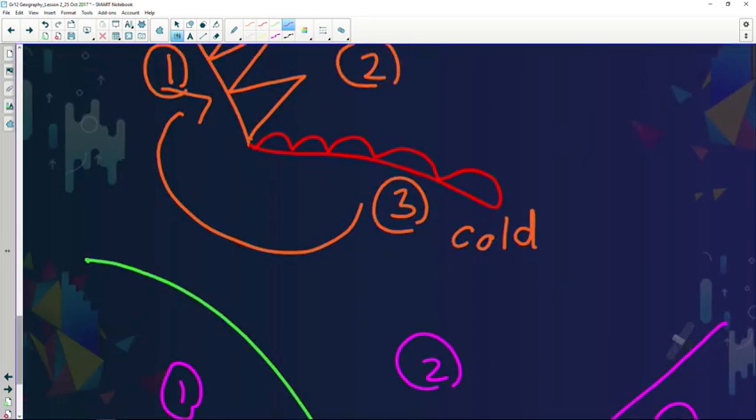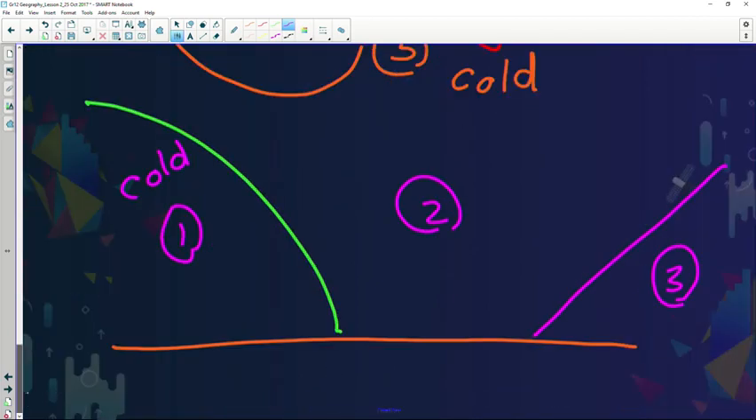If you look over here, what's the air going to be like at 1? Cold, because the cold front is the leading edge of cold air. What's the air going to be like behind the warm front? It's going to be warm. And in front of the warm front, it's going to be cold.